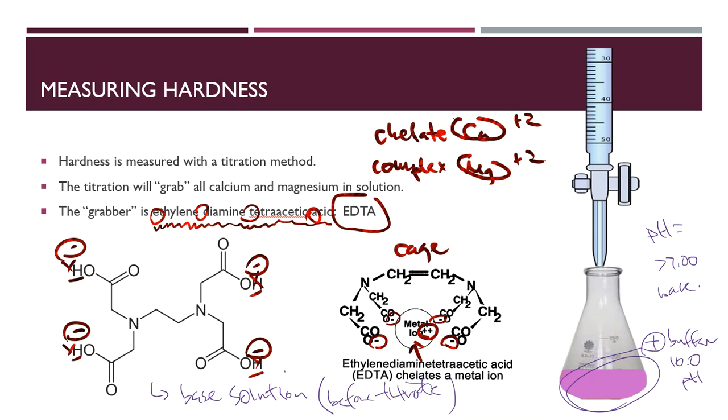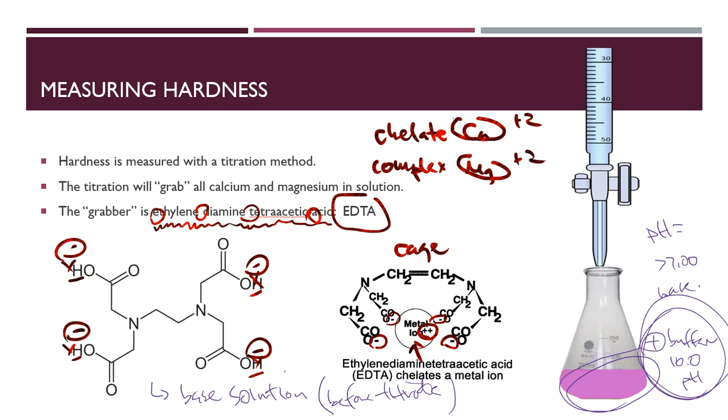Because if I don't have a basic environment, the EDTA hydrogens do not get spit off. And if those hydrogens don't get spit off, they cannot complex with the calcium and magnesium. So the buffer is very important in this step, and that's why we use it. We can't just ignore it. You can't just say, oh, well, it's just a buffer. We use a buffer for a reason. It's like everything else. We use it for a reason.